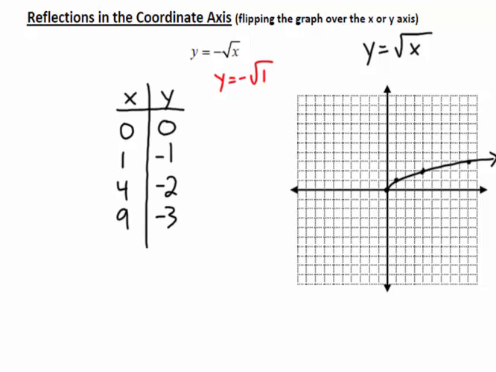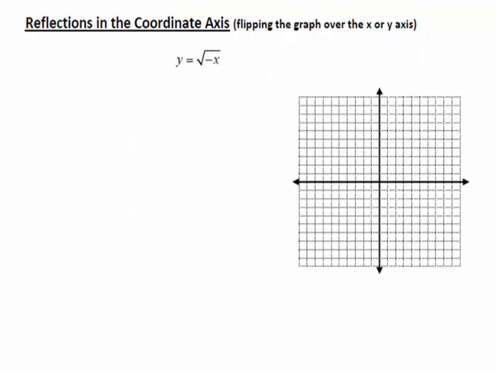So what does this new graph look like? Well, it still starts at 0, 0. Now instead of being 1 over 1 up, we're going 1 over 1 down. 4 over 2 down, 4 negative 2, and 9 negative 3. And there is our graph. Now what we can see is this graph has been taken and it's been flipped over the x-axis. And the only difference there is that negative. Well, let's keep that in mind as we do one more exploration.